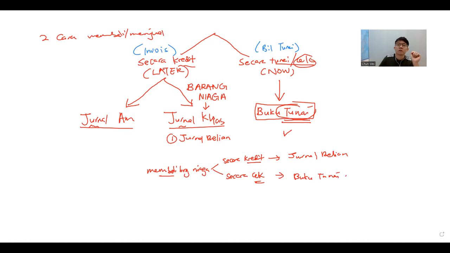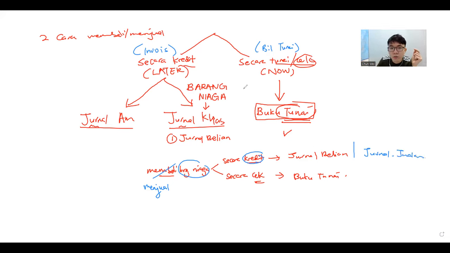Do you understand? If yes, give me a response. So same thing, if I change this, instead of beli, I say jual. When I say menjual barang secara kredit, same thing. If it's secara kredit, it must be jurnal. Look at the blue one. Now, jurnal apa? So now you jual, can you see barang niaga? You jual barang niaga must be in jurnal khas, and jual means this is a jurnal jualan.